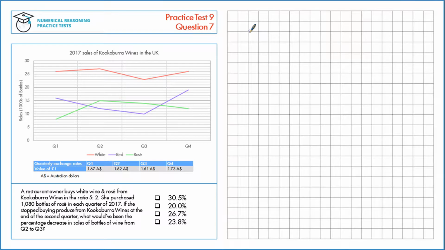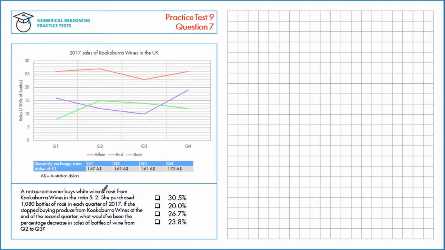A restaurant owner buys white wine and rosé from Kookaburra Wines in the ratio 5:2. She purchased 1,080 bottles of rosé in each quarter of 2017. If she stopped buying produce from Kookaburra Wines at the end of the second quarter, what would have been the percentage decrease in sales of bottles of wine from Q2 to Q3?